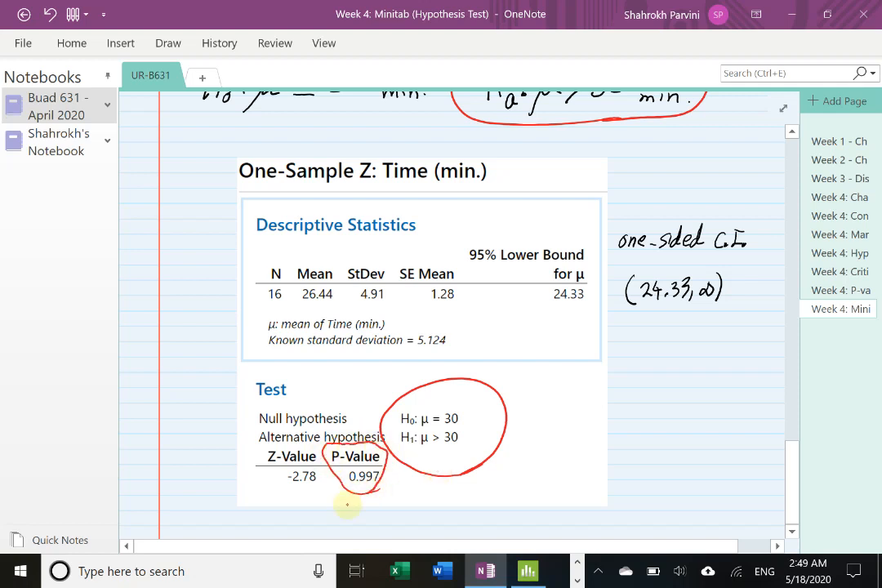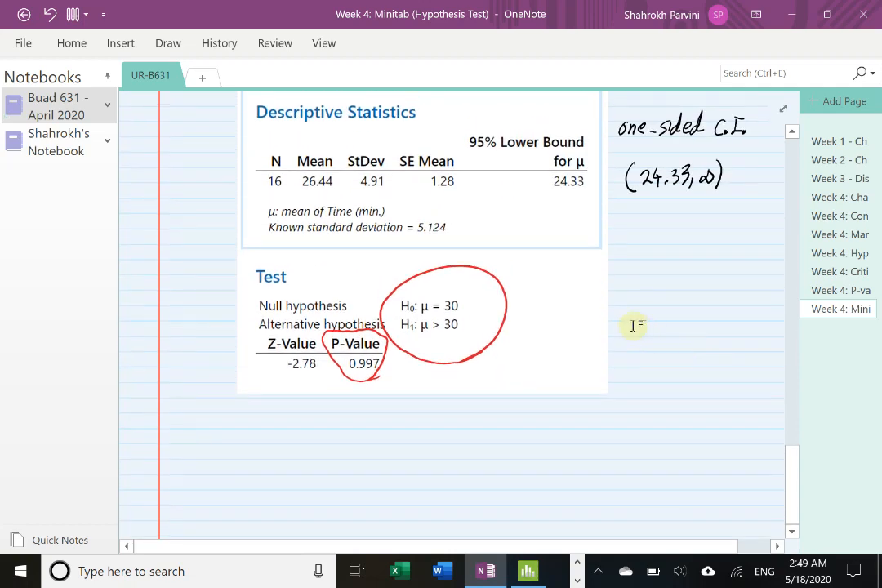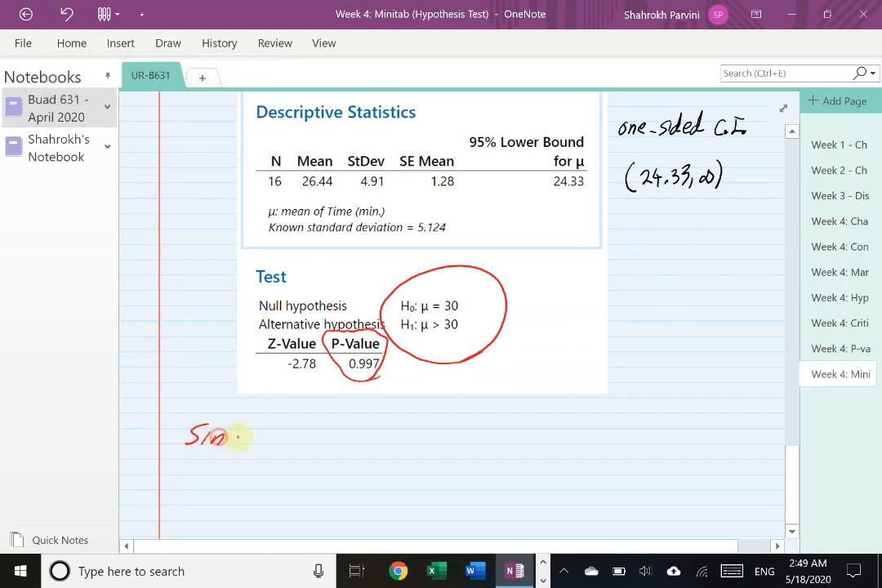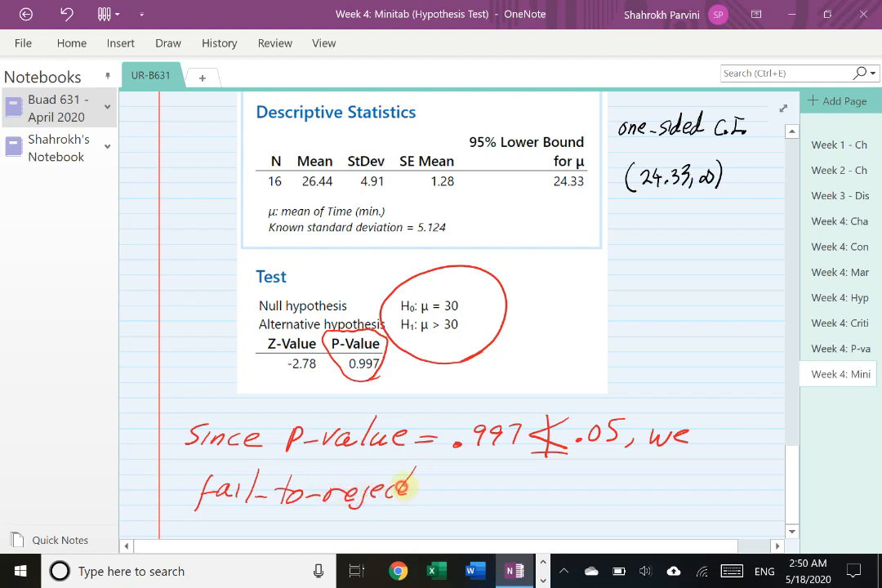Wow, 0.997, very large. So for this one, we will not be able to reject this null, right? So I'm just going to write it, since my p-value of 0.997 is not less than or equal to 0.05. Again, we fail to reject this null. Remember, the null said, nah, if anything, the average is less than 30 minutes commuting time. So we were not able to reject it.